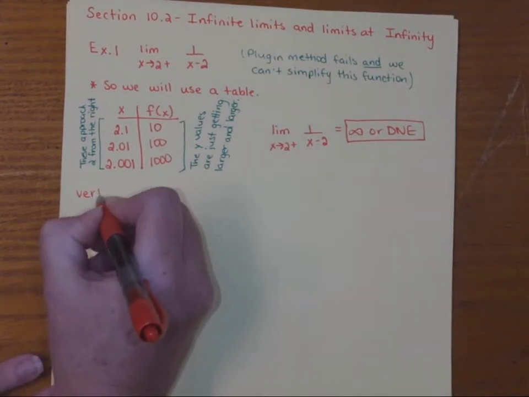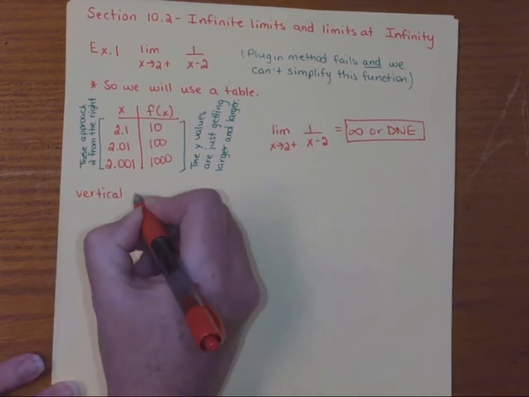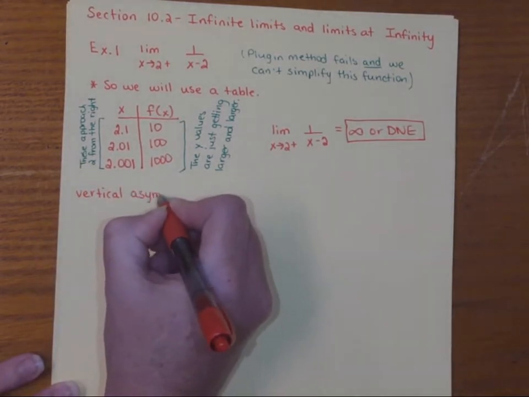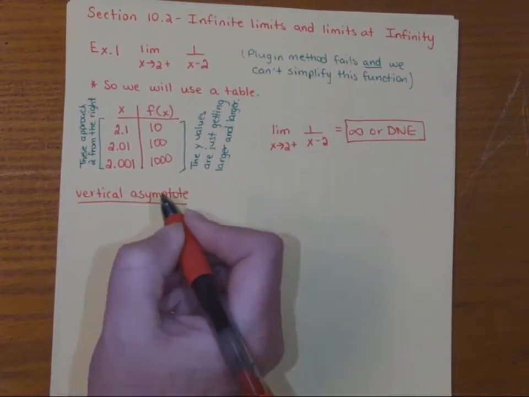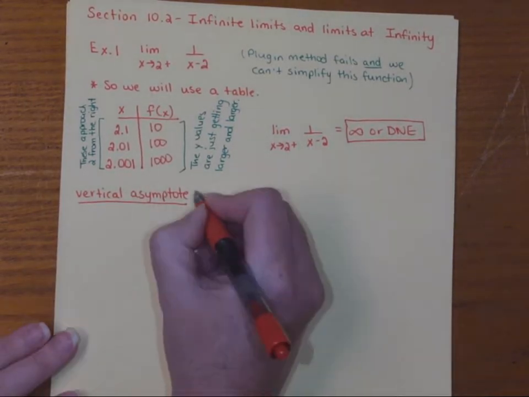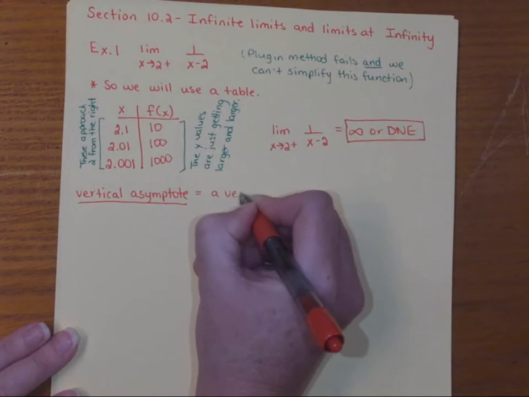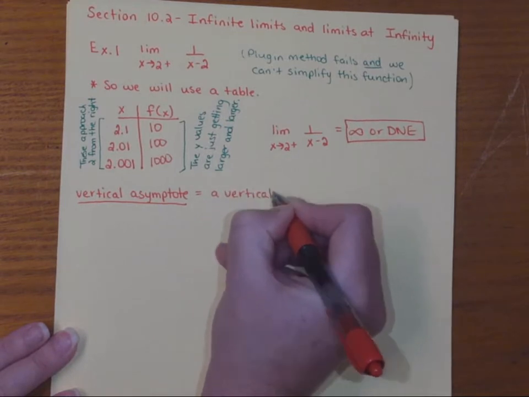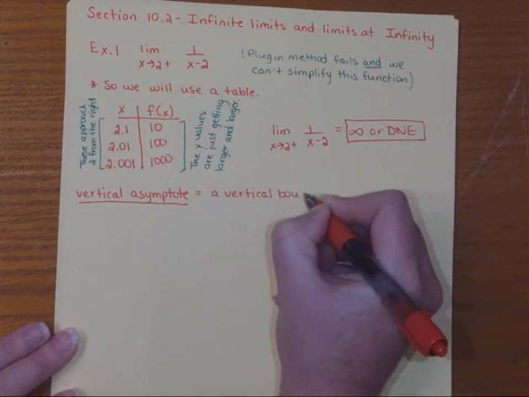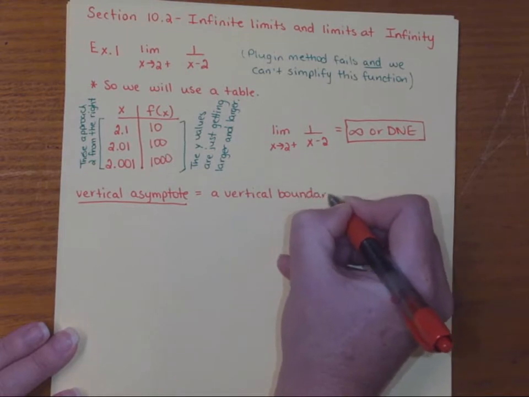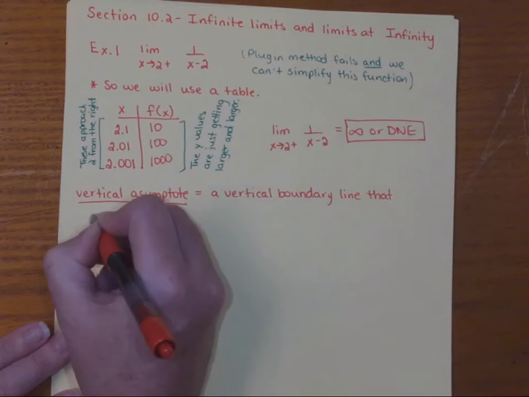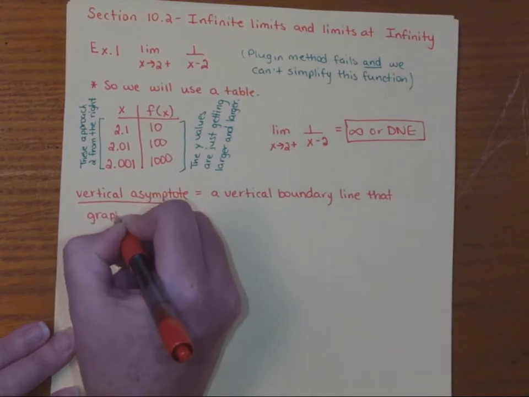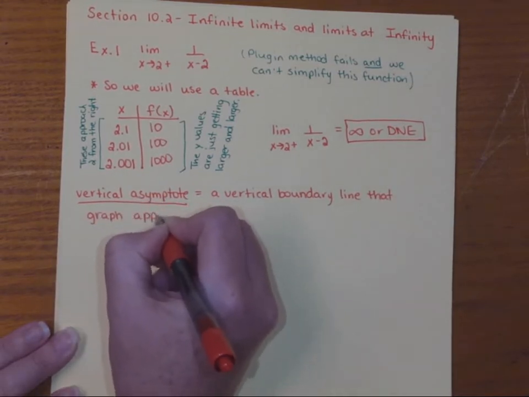So when we look at things like this, we're going to go back and do an algebra review real quick. We need to talk about asymptotes. This would have been something you talked about in Business Math 1 or College Algebra, whatever class you had before this one. But a vertical asymptote is a vertical boundary line that the graph approaches but doesn't cross. In other words, it gets super, super close to it, but it doesn't actually cross or touch it.